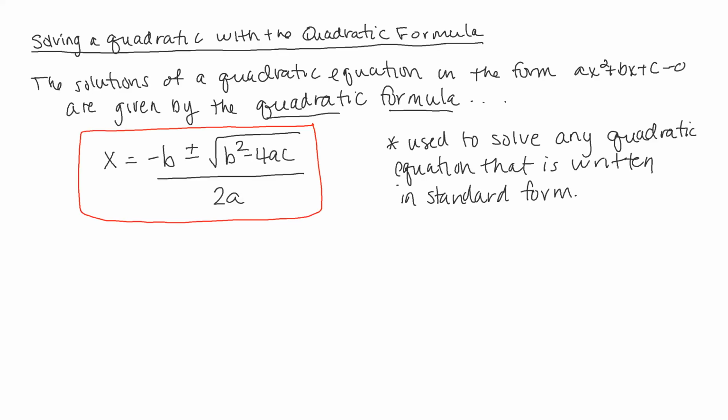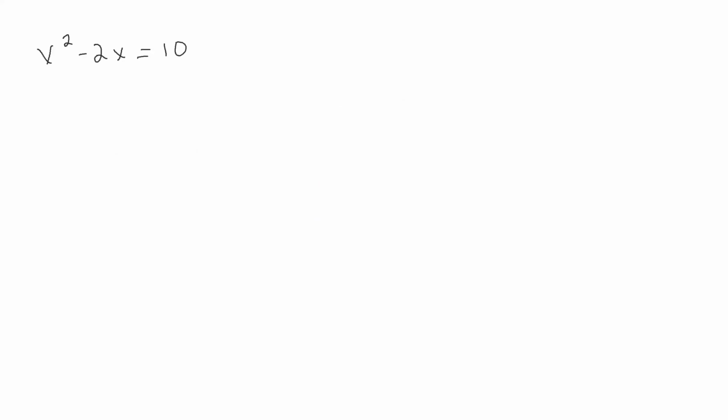So again, the directions are the same. We're going to solve using the quadratic formula. So we have x squared minus 2x equals 10. Well, if we go back a couple of slides, this one. The quadratic formula is used to solve any quadratic equation that is written in standard form. So the a, the b, and the c that are in the quadratic formula depend on the quadratic equation being in standard form. And if you look at what we have right here, this is not in standard form.